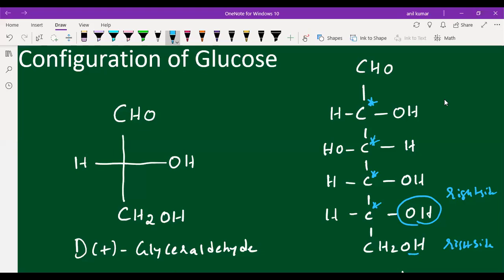Now you see, students, you can compare this with the D plus glyceraldehyde structure. You can see in D plus glyceraldehyde, this carbon is here, and here also you can see.